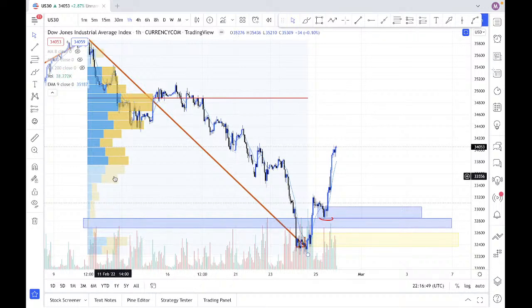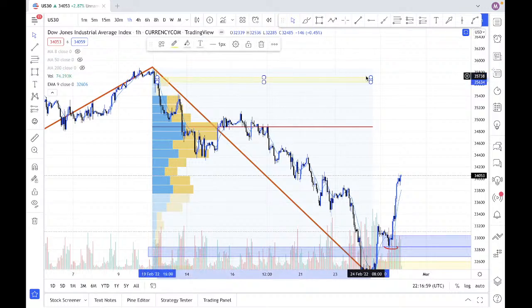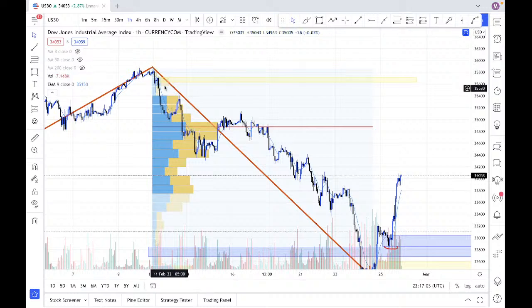Not so much here, but you can see the strength in these volumes, and then also again this would be another order block here. You can see the volume compared to the other two, so you can see that volume is very low here and here, which means there was a strong move here that pushed price down.